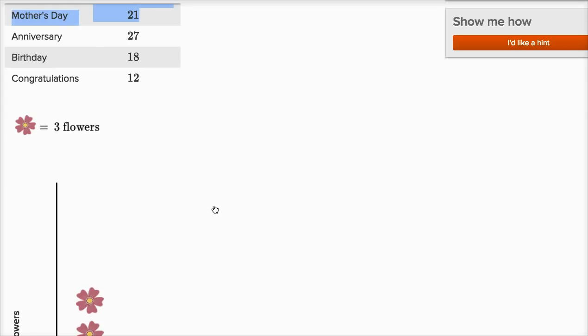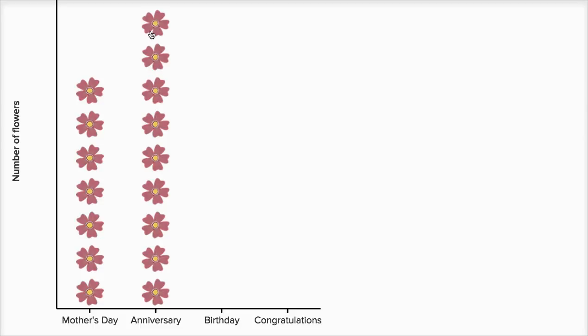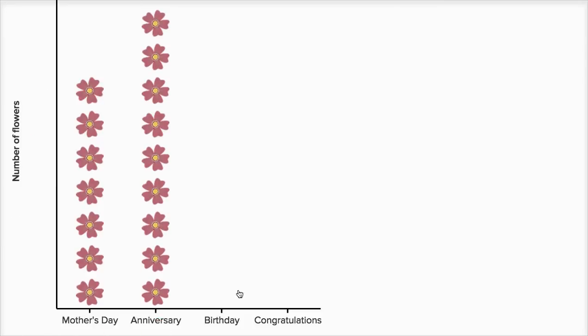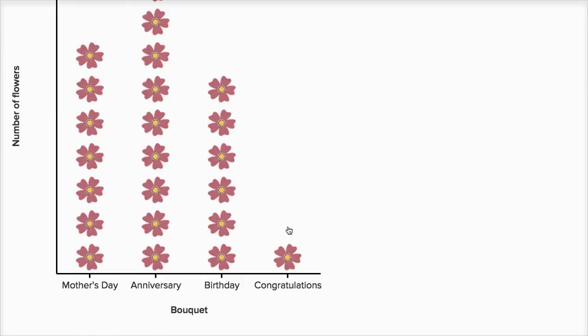All right, the anniversary bouquet has 27 flowers. So 3, 6, 9, 12, 15, 18, 21, 24, 27. I have 9 flowers here. 9 times 3 is 27. The birthday bouquet has 18. So 3, 6, 9, 12, 15, 18. And I just made 6 pictures here because each of them represents 3 flowers. 6 times 3 is 18. And then finally, the congratulations bouquet has 12 flowers in it. 3, 6, 9, and 12. There you go. I think we're done.